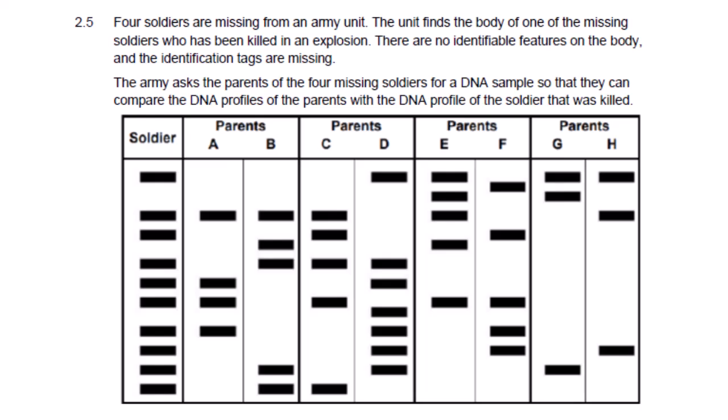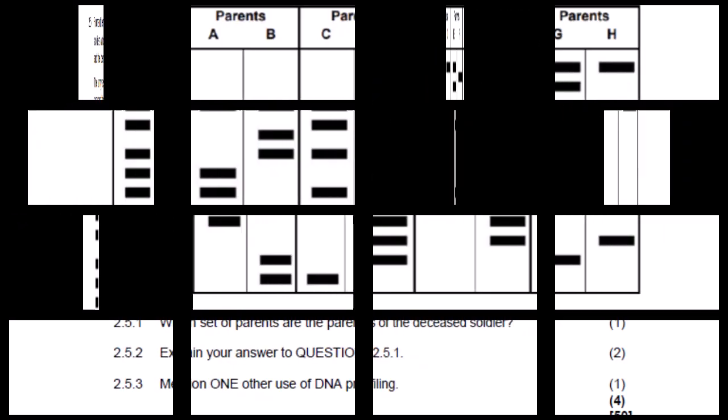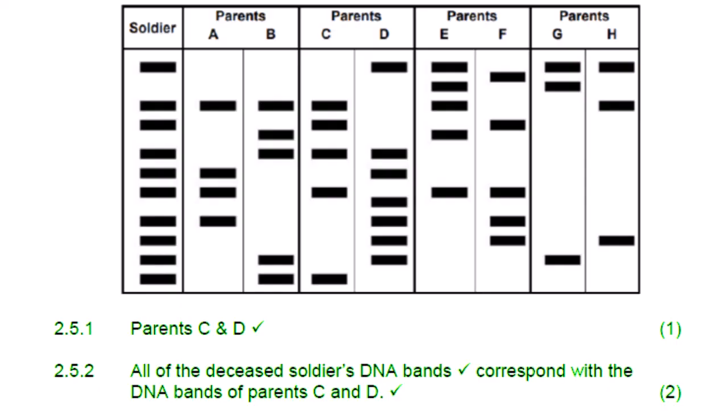To solve this, every single band in the soldier's DNA profile must match a band from either the mother or the father. If you track the lines across, you'll see that all the deceased soldier's DNA bands correspond perfectly with the bands from parents C and D. It's like a biological barcode.